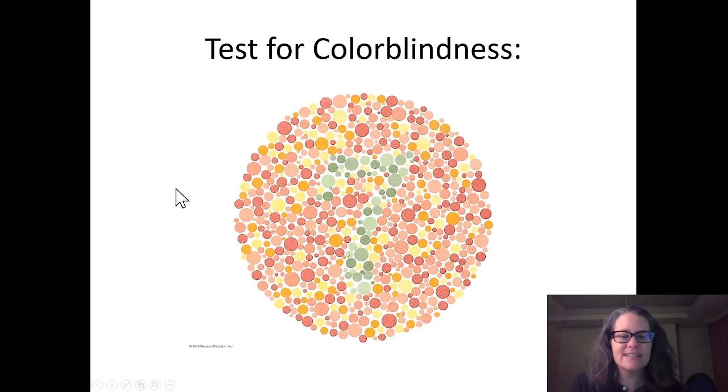There are lots of different tests that you can take online. My boys have both taken these genetic tests, and there are different forms of red-green colorblindness. My kids know what they have, but you can take these tests to see if you have this.